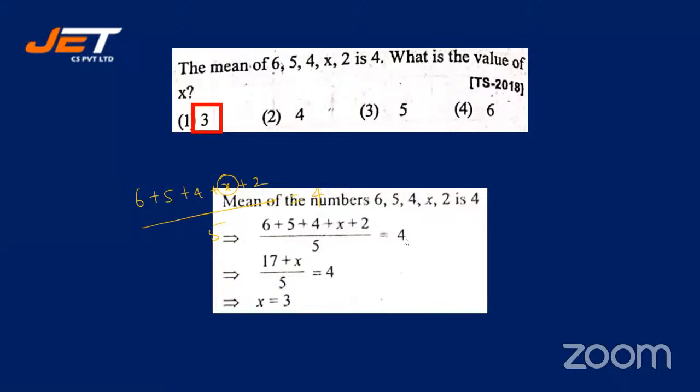So, it is 3. How? You're just adding everything. Divided by 5 will give you 4. And thereby, your x is 3. All right. Excellent to those who have given me the right answer. Others, please work it out clearly and then come to a conclusion. All right. See the next question.